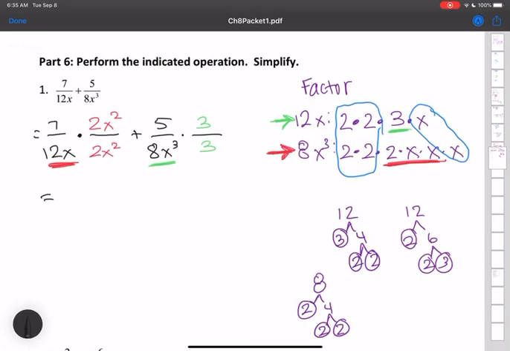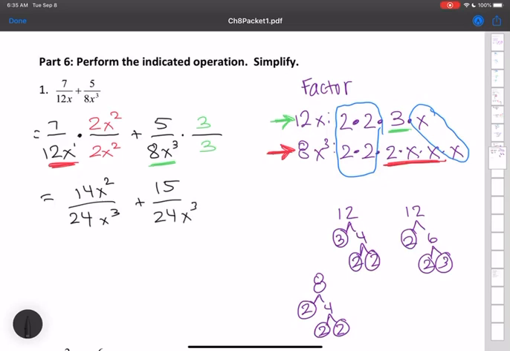So I have 7 times 2x squared on the top is 14x squared. On the bottom, I have 12 times 2 is 24. X times x squared, remember we add our exponents and there's a little hidden 1, it's x cubed. Plus 5 times 3 is 15. Over 3 times 8 is 24, x cubed.